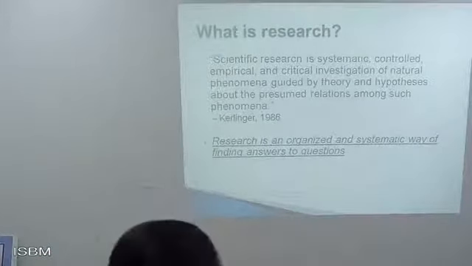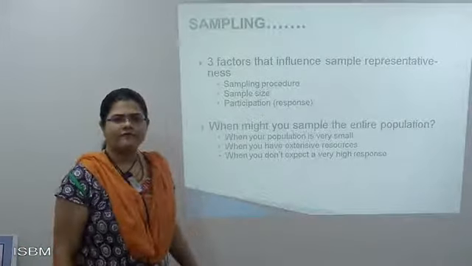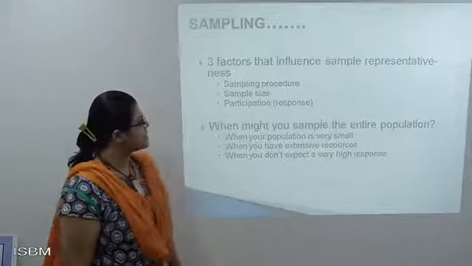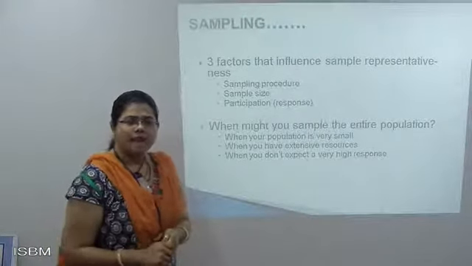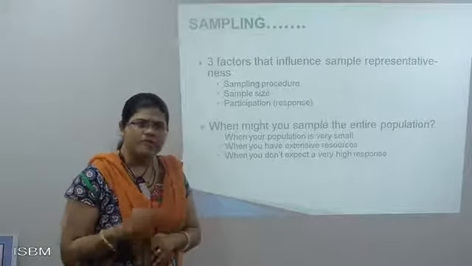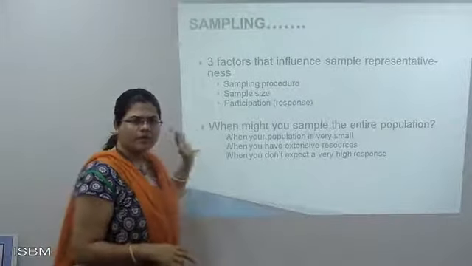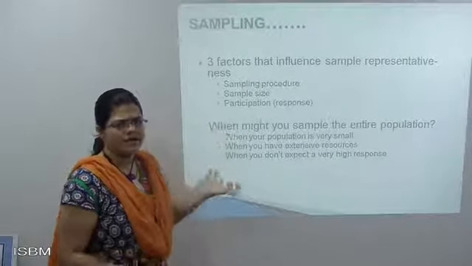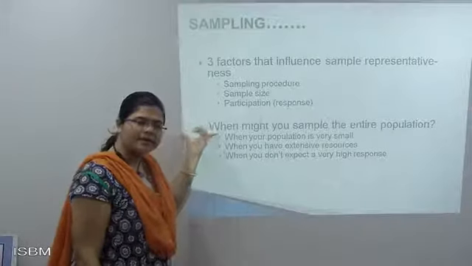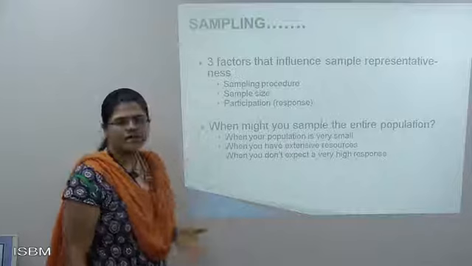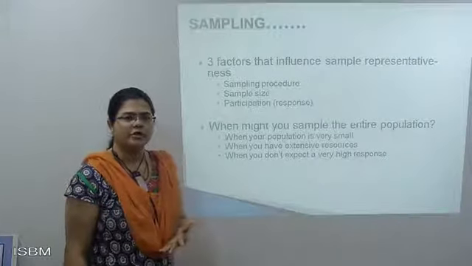Now we'll go ahead. We have discussed sampling, and there are three factors that influence the sample's representativeness. These are the sampling procedure, the sample size, and participation. The sampling procedure is the easiest way to collect data relating to a certain population. From the sample size you can get information through the size, and participation means the people who are responding. From this you get the data, which will be more relevant for you to understand over a longer period of time.